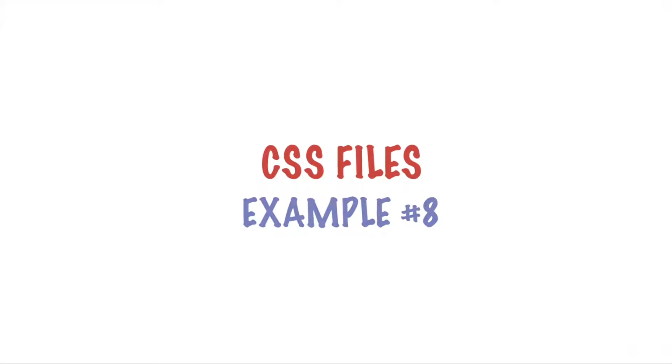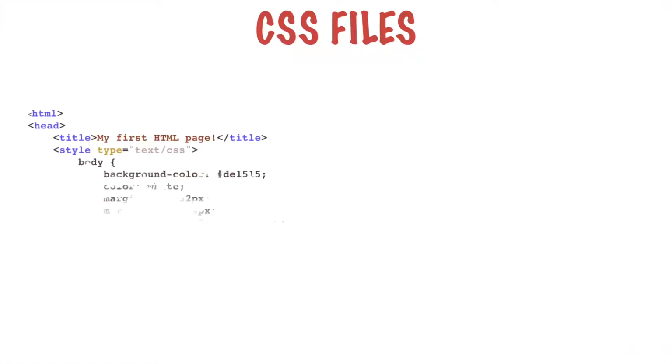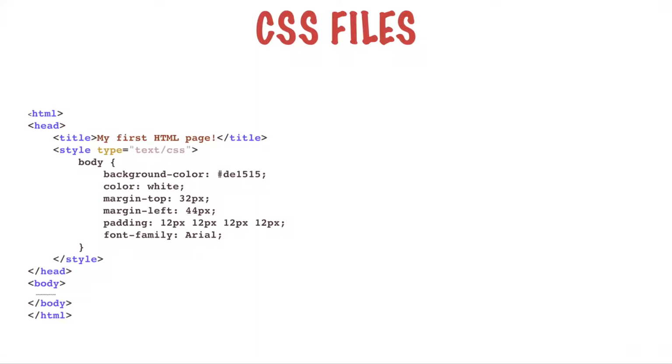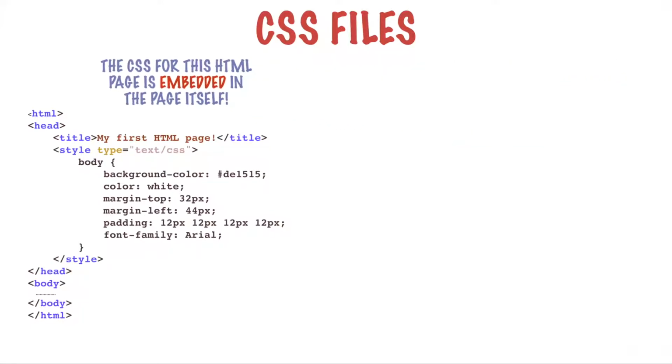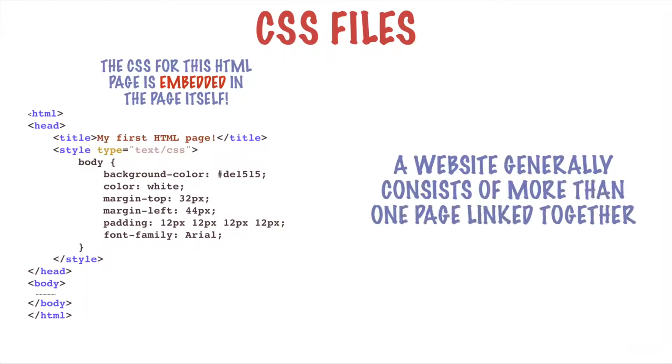Let's return now to the example which we just recapitulated. There, we specified our styles using a style tag inside the HTML file itself. The CSS was embedded within the same HTML page as the rest of the HTML elements which it governed. But here's the thing, a website almost always consists of far more than just one page.